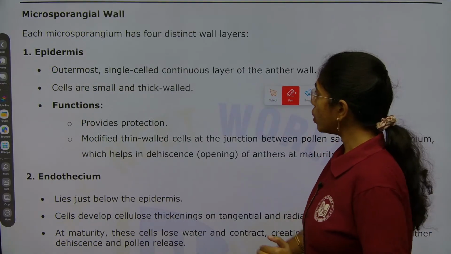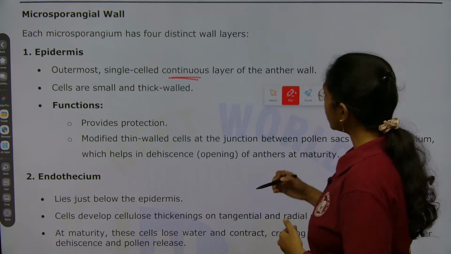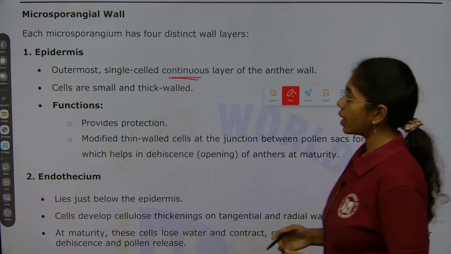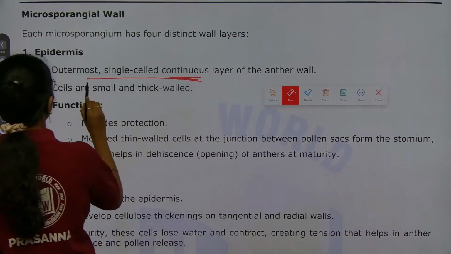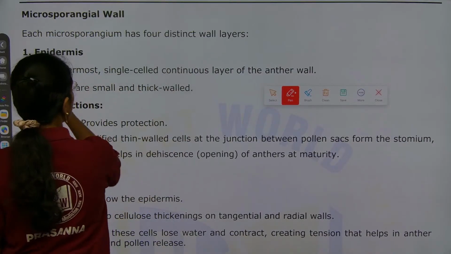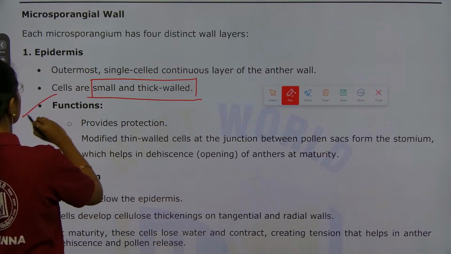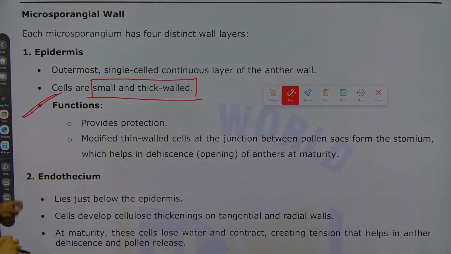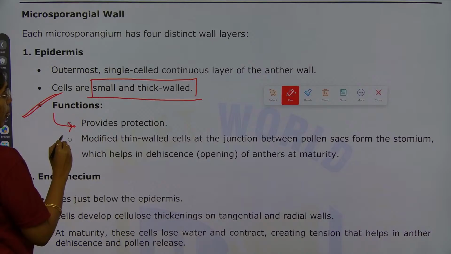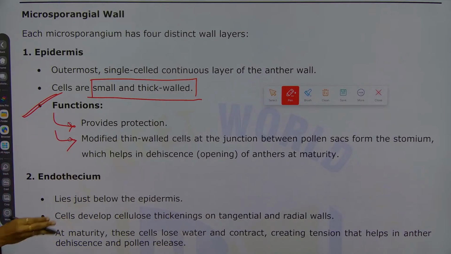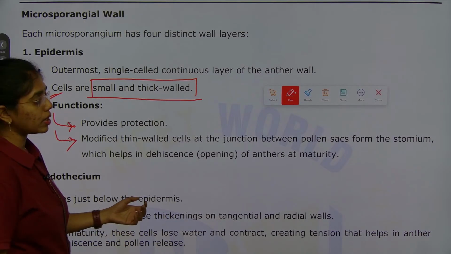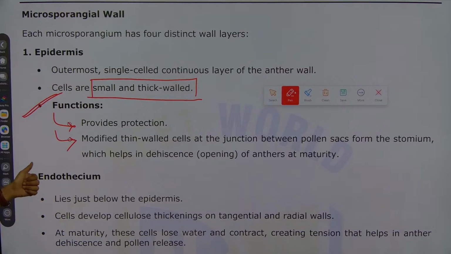This is the outermost single celled continuous layer of the anther wall. Here cells are small and thick walled. If you see the functions, they will provide what? Protection, and modified thin walled cells at the junction between pollen sacs. They will form stomium which will help in dehiscence.